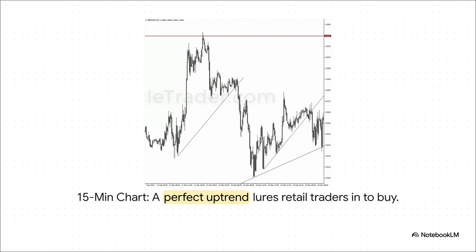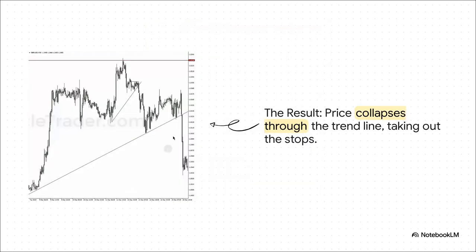Now we drop down to a lower time frame, like the 1 hour. And what do we see? A beautiful, textbook perfect uptrend line. 1 touch, 2 touches, 3 touches. This is practically screaming buy to the retail world. It's creating a false sense of security, getting traders to go long, right at the exact level where institutions are getting ready to sell.